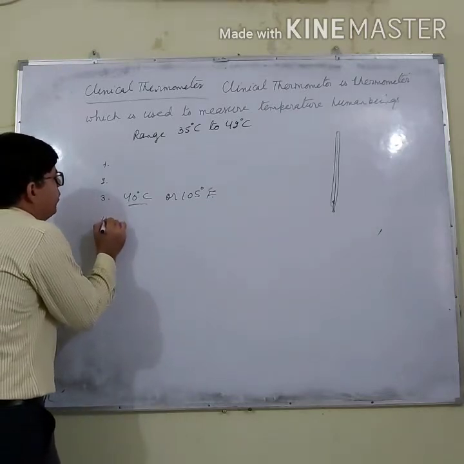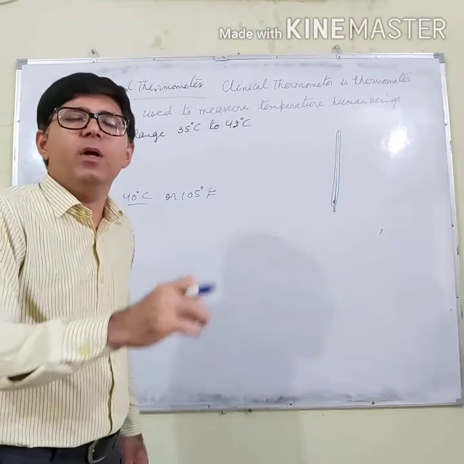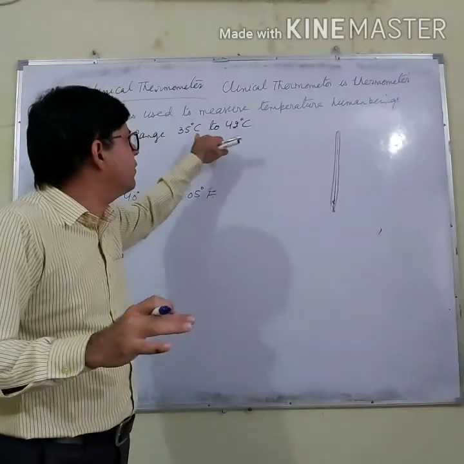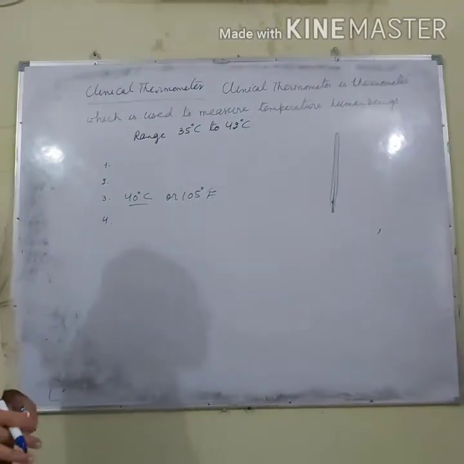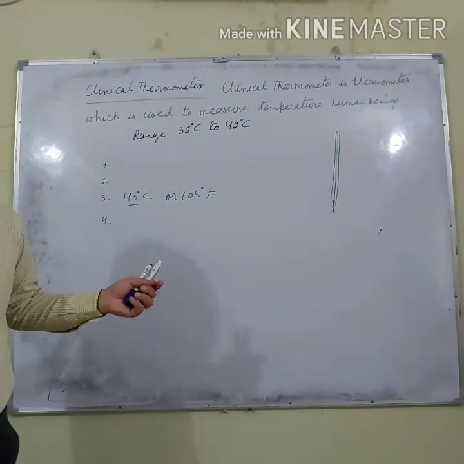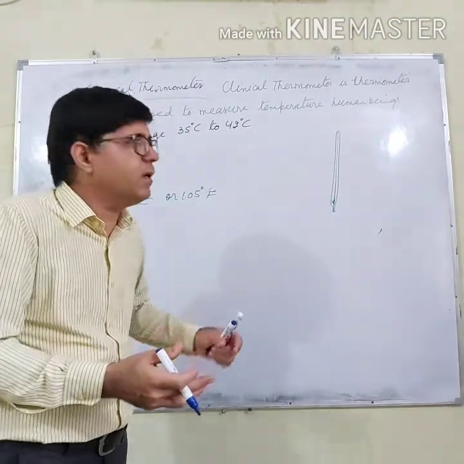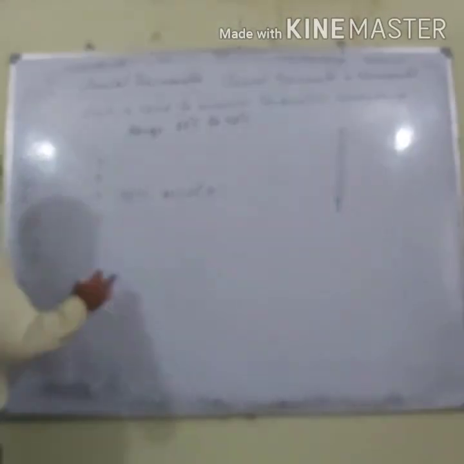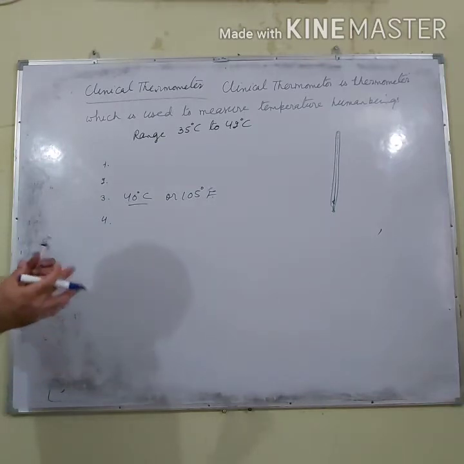Fourth point is that this thermometer should not be put into hot water, because its range is 35 degrees Celsius to 42 degrees Celsius. If you put it into the hot water, it will break immediately. Why does it break immediately? Because the expansion cannot go up to that level.